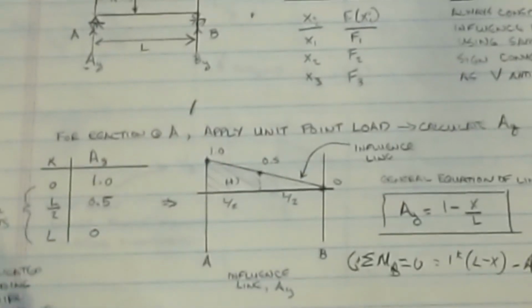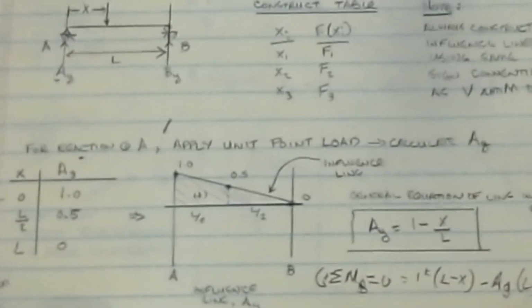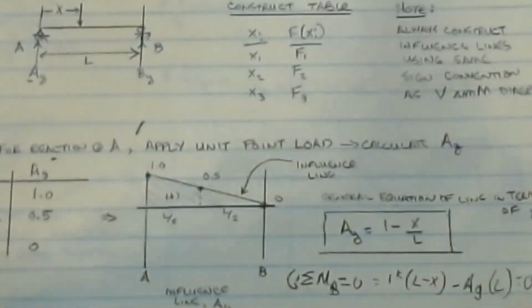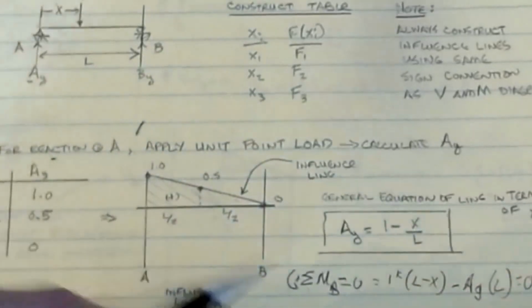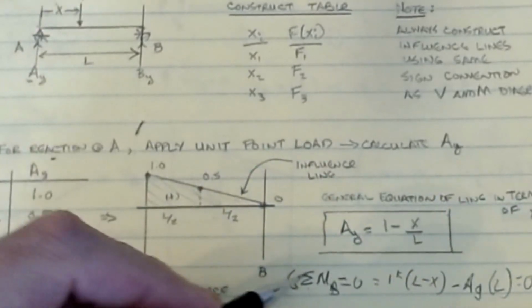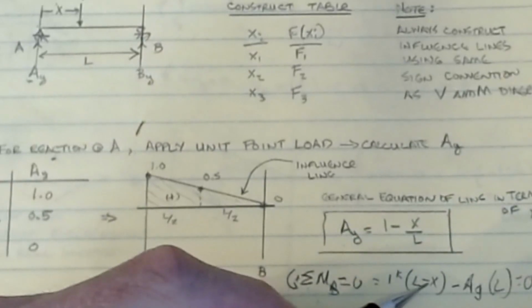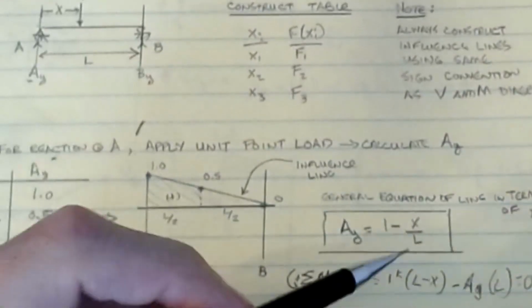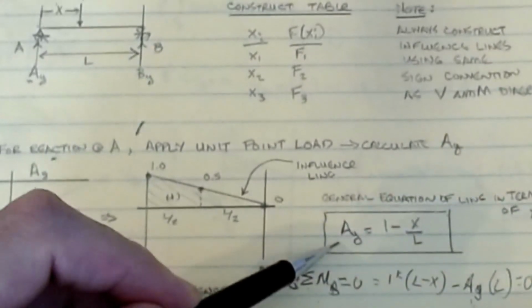Okay, so very simply, let's take a look at the reaction at AY and how I would start to solve that. So if I took that same free body diagram, slide this over a little bit. If I wanted the reaction AY, I would sum moments at B, and that's this equation. All right, so if I sum moments at B equal to 0, then that equation will be 1 kip times (L minus X) minus AY times L all equal to 0. And then if I solve for the unknown AY, I get a function of X.